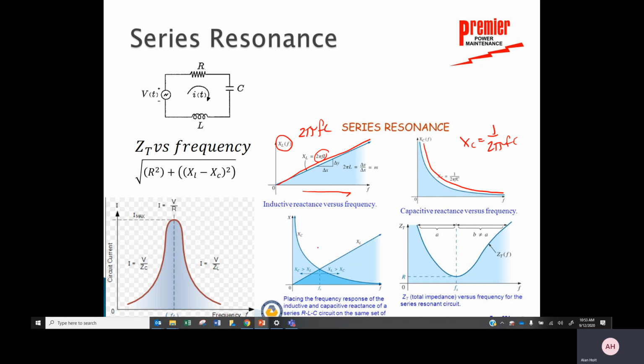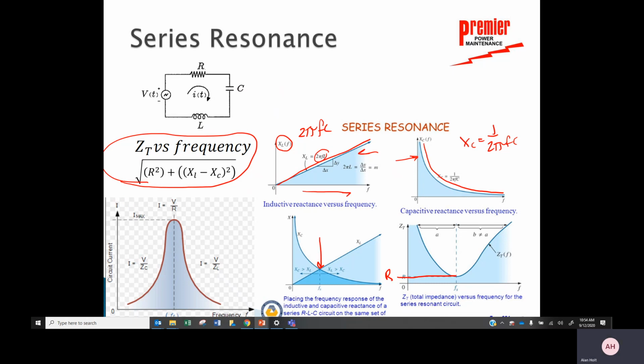So if I look at a combination of this inductive reactance and capacitive reactance and add them together because they're in series, it looks something very similar to this. And I can find out at the resonant frequency that those two things are equal to each other. And at that resonant frequency, the total impedance of the system is simply that resistance. Okay, so that's a graphical representation of what we talked about before. And this is the total impedance versus frequency. That would be the equation for that.